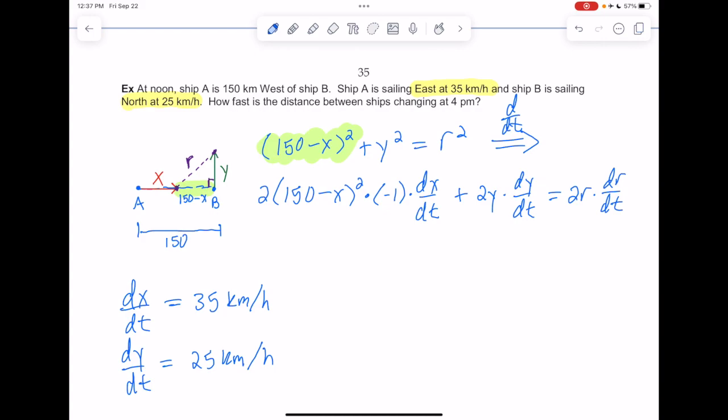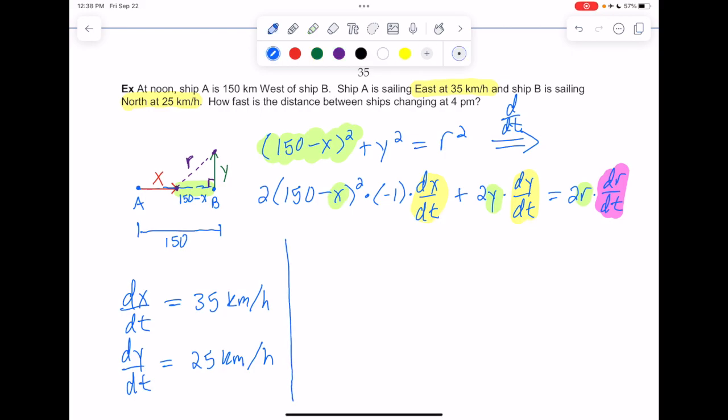So now what rates have we got? We know this rate and this one. We're still trying to find the rate at which the two are changing with respect to each other. So that's what we're going to ultimately try and solve for. So in order to solve for that, we need all the other pieces. So we still need x, y, and r. So let's start working on those now.